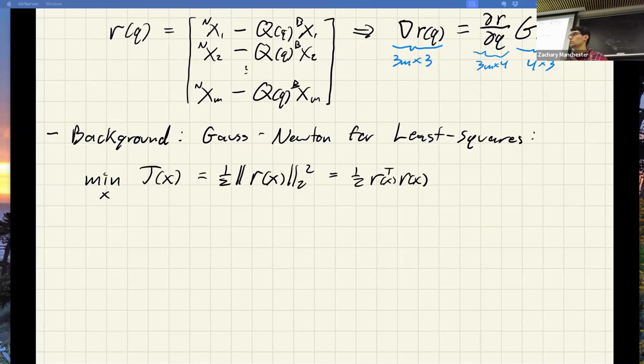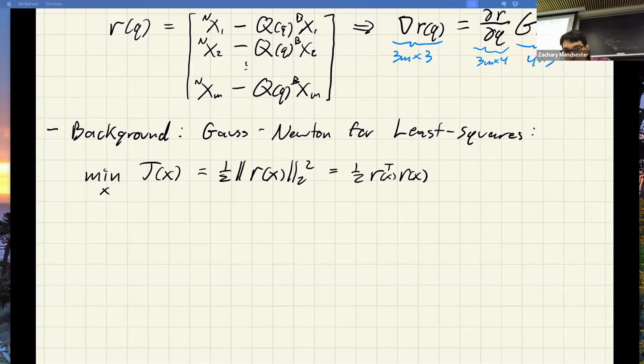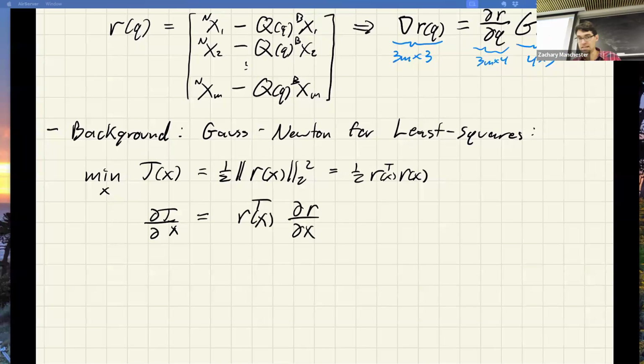Cool. So the way you solve this is you take the partial of your loss function with respect to x, aka the gradient of this loss function, which for least squares has a very particular form. So if I take this, I'm just going to do my usual chain rule stuff. That's R transpose dr dx. And so that's the gradient.